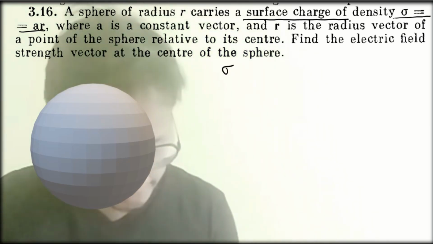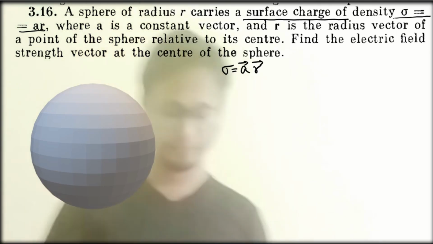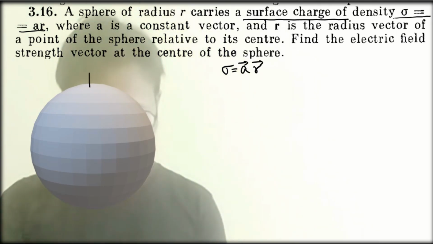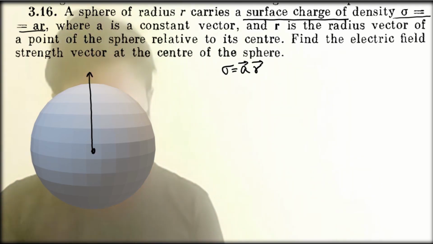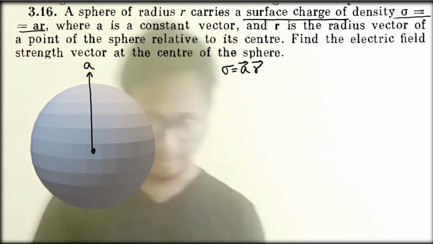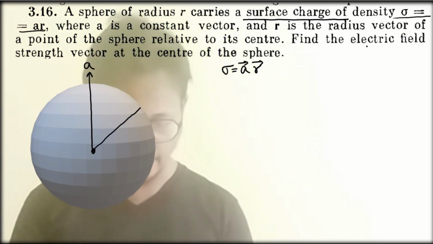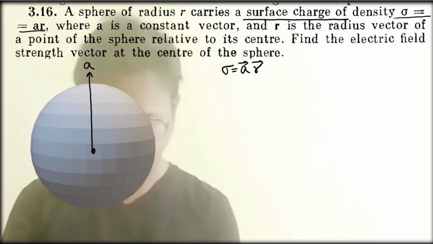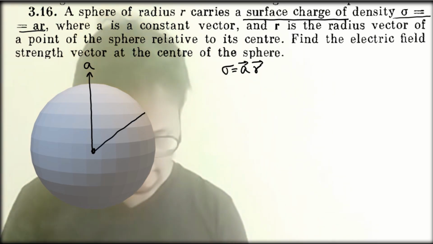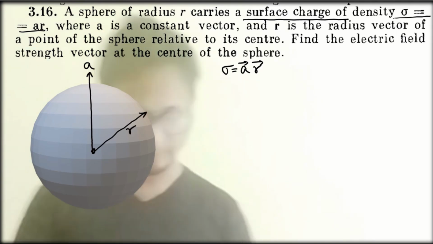So out here, sigma equals A dot R. But A is a vector quantity and R is a vector quantity. You can draw any position of the A vector as long as the A vector connects to the center of the sphere. So let this be the A vector and let our radius vector be R. Let this be the R vector.